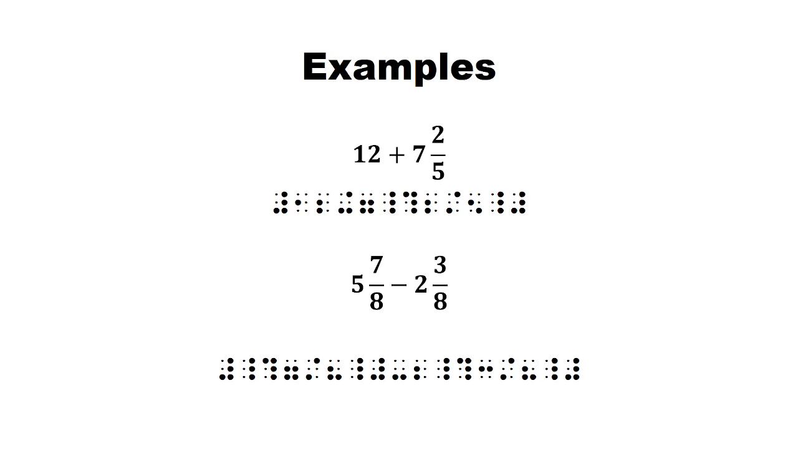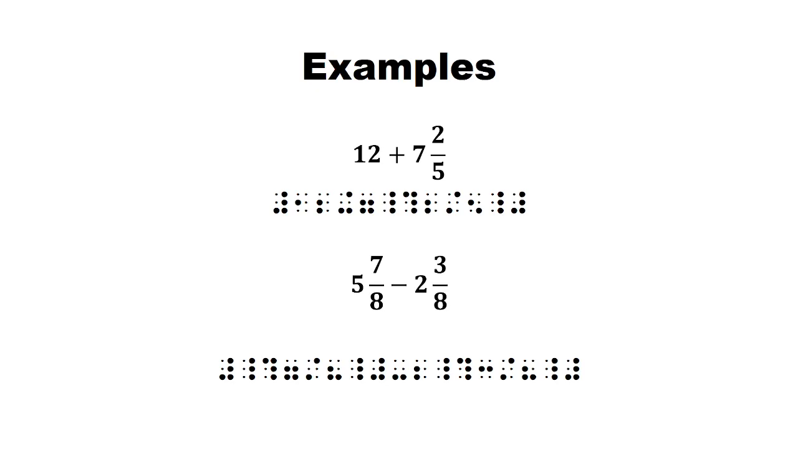for the whole number part of our mixed fraction, we don't need to write numeric indicator. So we write after the plus the number 7 without numeric indicator. And then after that whole number 7, we write the opening mixed fraction indicator, consisting of two cells. So first cell, consisting of dots 4, 5, 6, and second cell consisting of dots 1, 4, 5, 6.